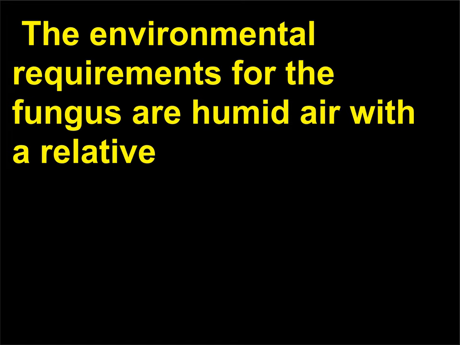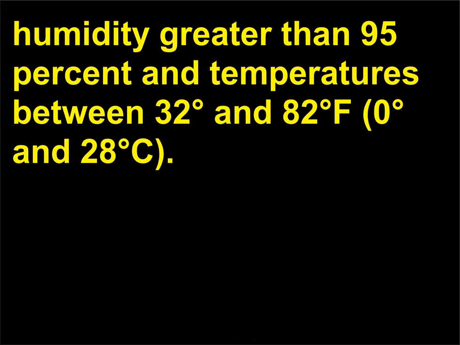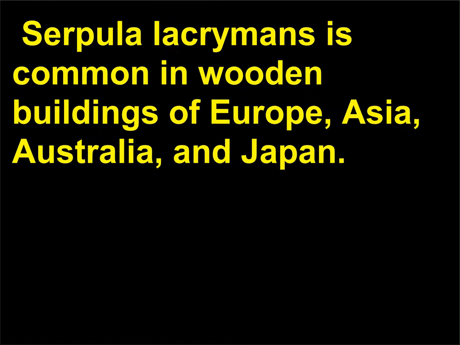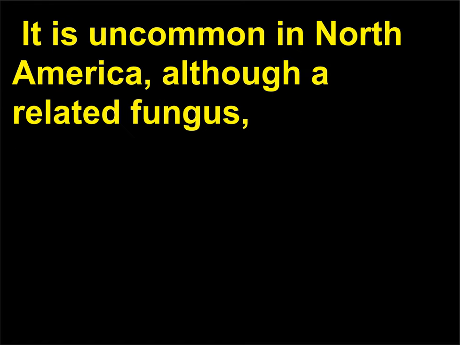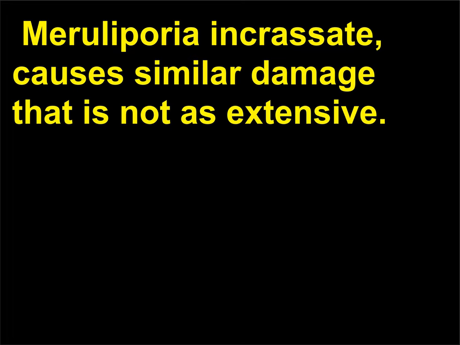The environmental requirements for the fungus are humid air with a relative humidity greater than 95% and temperatures between 32 degrees and 82 degrees Fahrenheit, 0 degrees and 28 degrees Celsius. Serpula lacrimans is common in wooden buildings of Europe, Asia, Australia, and Japan. It is uncommon in North America, although a related fungus, Merula poria incrassata, causes similar damage that is not as extensive.